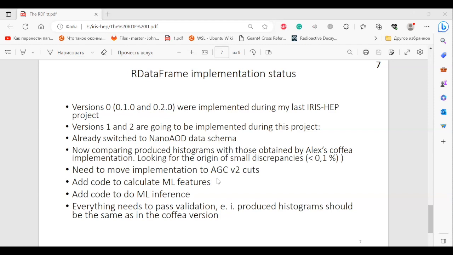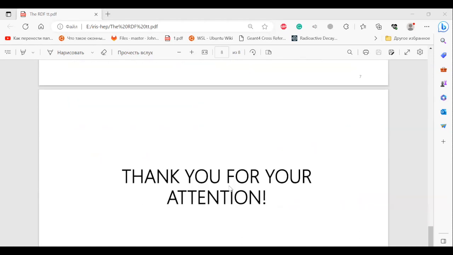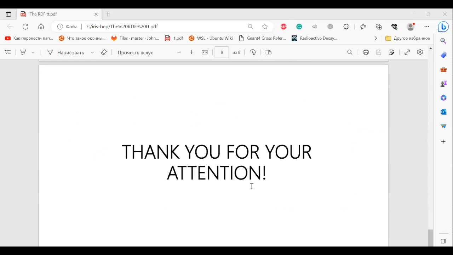And my next milestones are moving to new selection cuts, and adding a machine learning component to calculate observables. And also everything needs to pass the validation stage. That means produced histograms should be the same as in the Coffee version made by Alex. That is the end. Thank you for your attention.